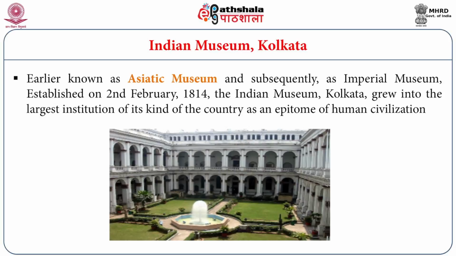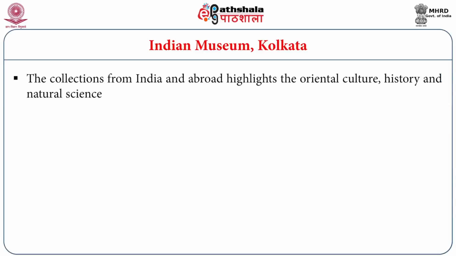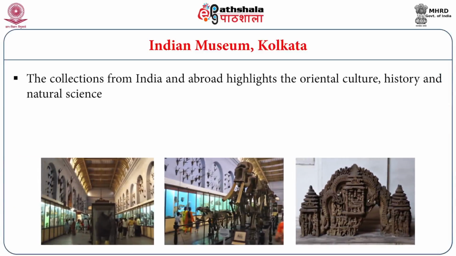The Indian Museum, Kolkata, grew into the largest institution of its kind in the country as an epitome of human civilization. The architecture of the museum, the frontage, the sides and inside, every aspect reflects the aesthetics of colonial architecture. The collections include not only items from India but also from abroad, and highlight the Oriental culture, history and natural sciences of India and other countries.